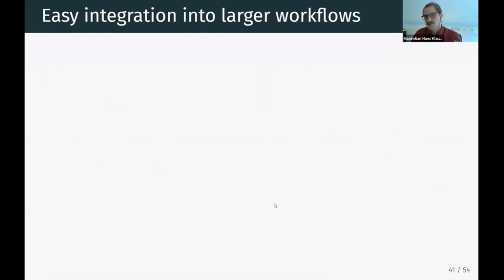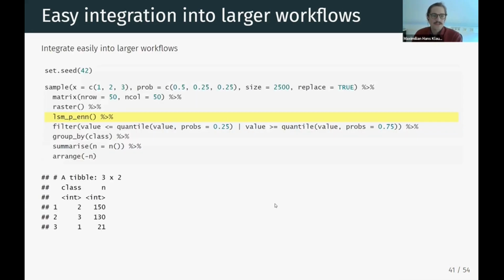And why is this cool, that you combine all of these different things into the same table all the time? So one example would be that it's now quite easy to integrate these landscape metric functions into a larger workflow. And here I just came up with a very simple example, but I just wanted to show you how easy it is to incorporate that into a larger workflow.